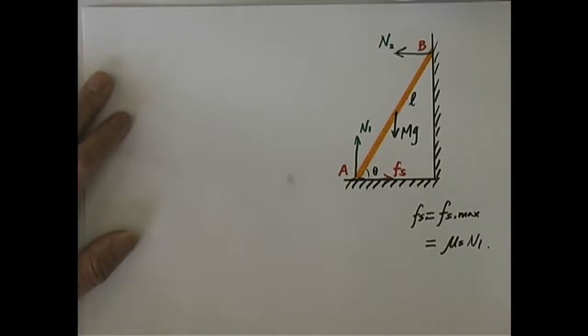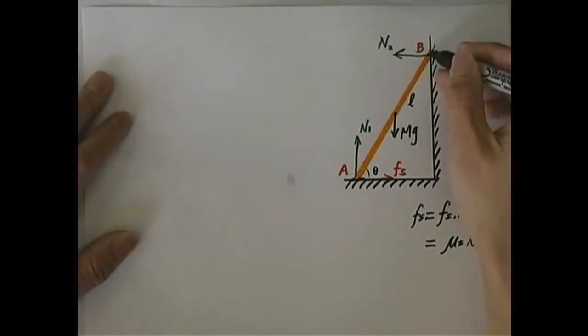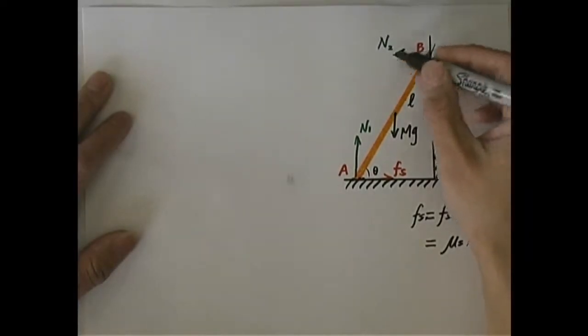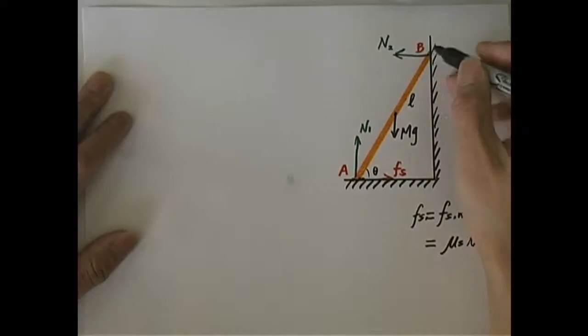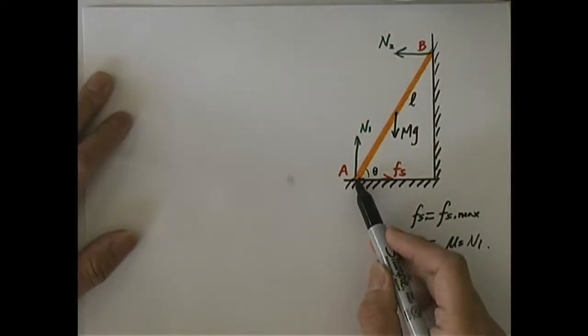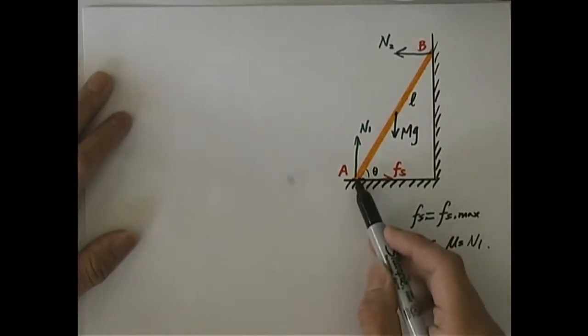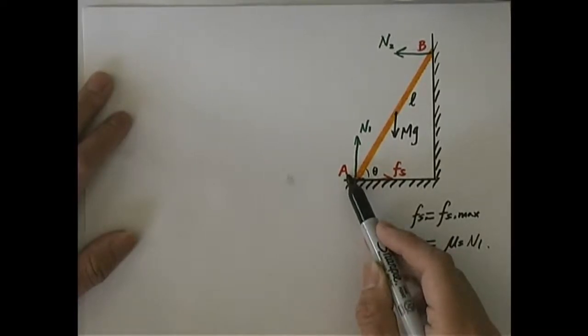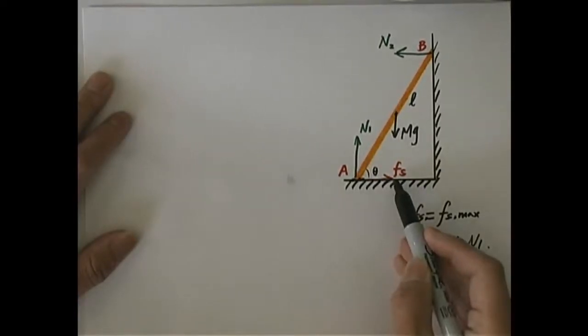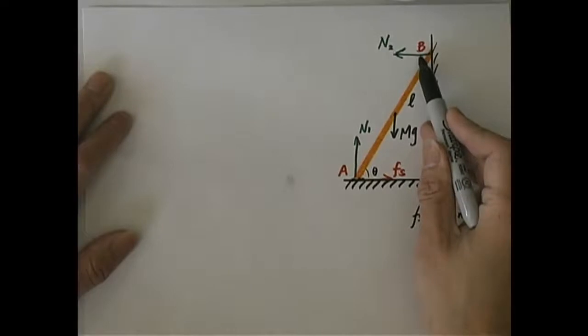Well, the answer is yes. If you apply the torque theorem about point B, then N2 does not appear because there's no lever arm. And if you apply the torque theorem to point A, then N1 does not appear, and Fs does not appear either, because Fs also passes through that point. That way, I don't have to worry about N1 and Fs. I will find an equation in which there is only one unknown, and that is N2.